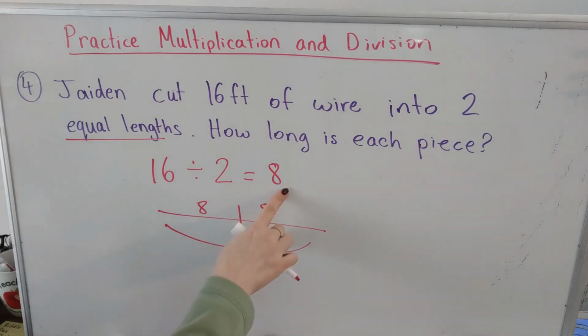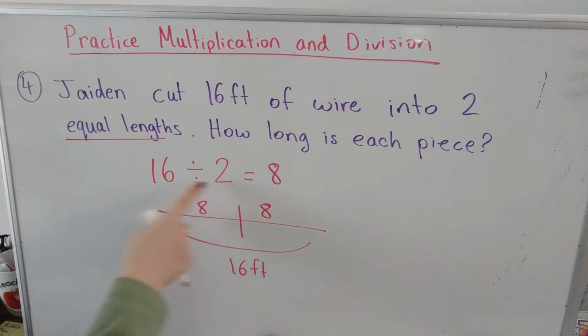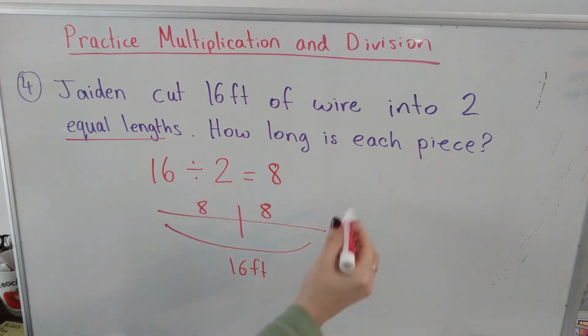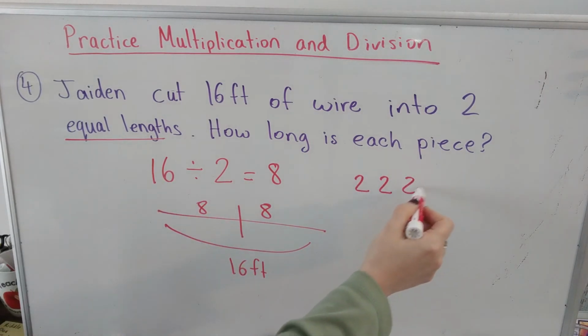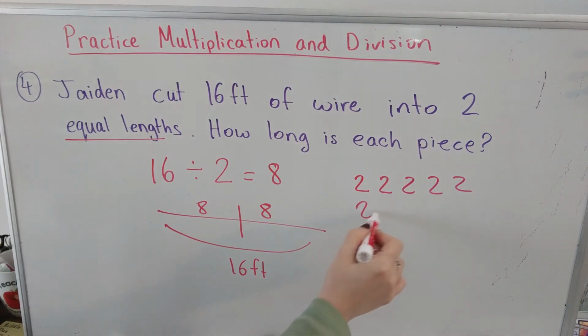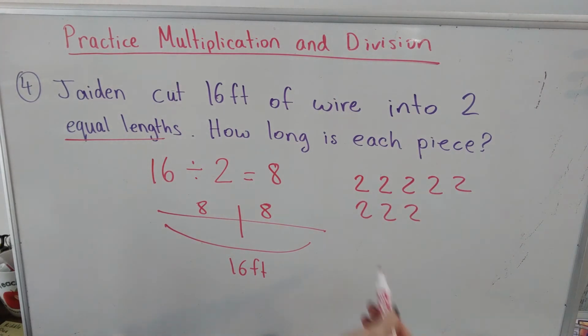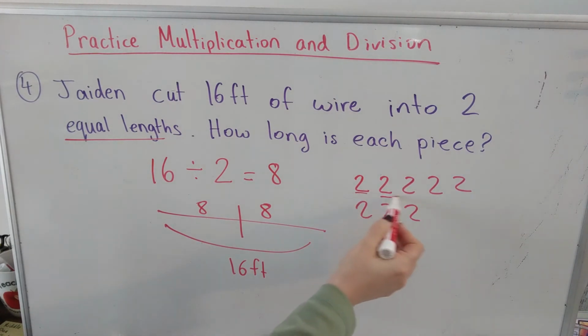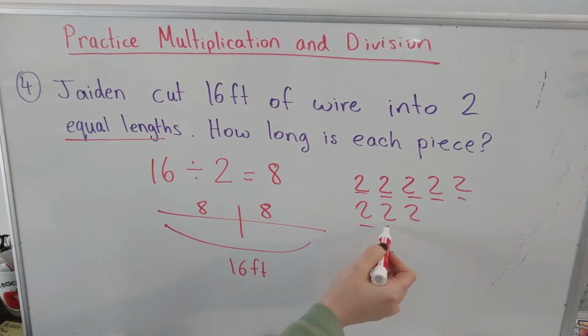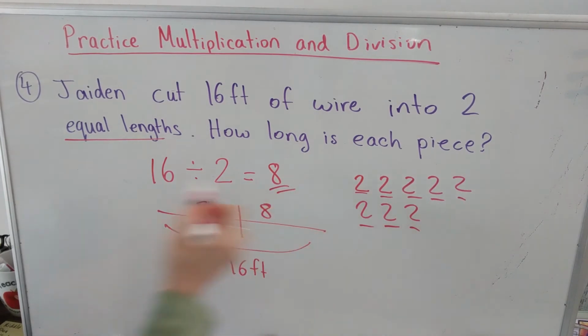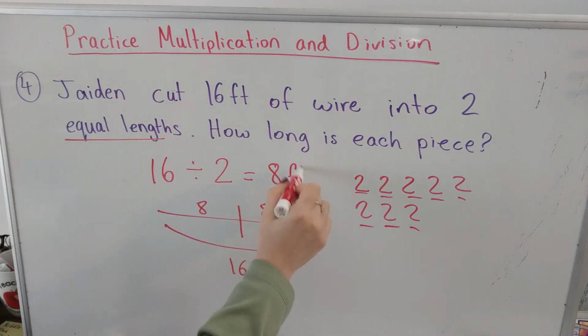If we didn't know 2 times 8 is 16, we can count by 2s to see how many 2s are inside of 16. 2, 4, 6, 8, 10, 12, 14, 16. How many 2s was that? 1, 2, 3, 4, 5, 6, 7, 8. And there's our answer, 8. How long is each piece? Each piece is 8 feet long.